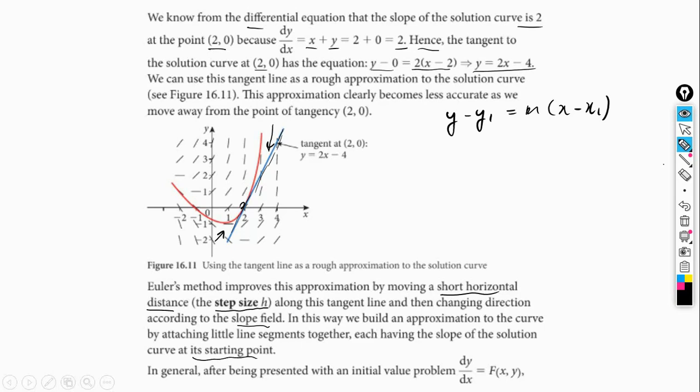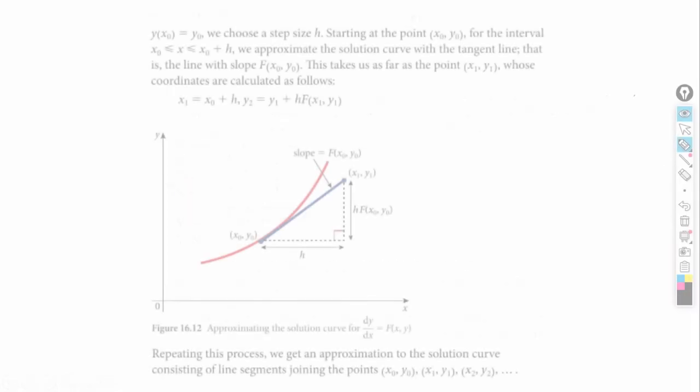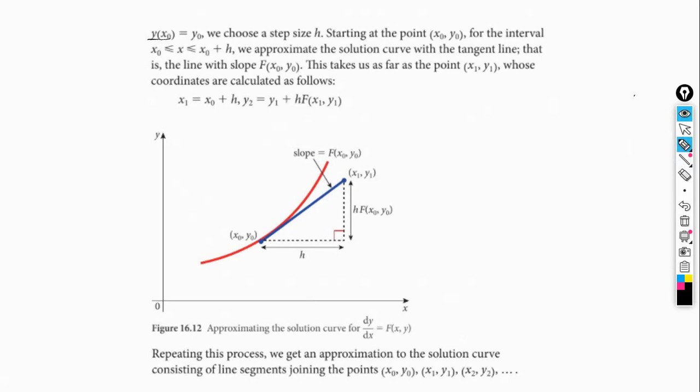In general, after being presented with an initial value problem, dy/dx equals f(x, y), y(x sub 0) equals y sub 0, we choose a step size h, starting at the point (x sub 0, y sub 0). Notice that the interval is going to have x between x sub 0 and x sub 0 plus h. We approximate the solution curve with the tangent line, that is, the line with slope f(x sub 0, y sub 0). This takes us as far as the point (x1, y1), whose coordinates are calculated as follows.